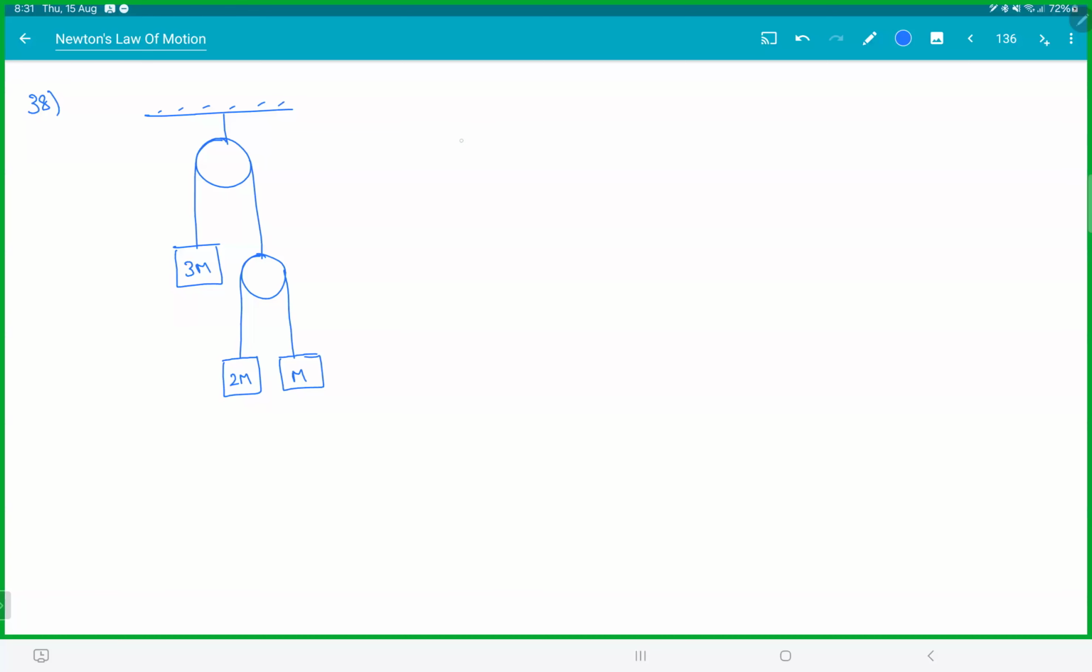Find acceleration of the blocks. Let's do one thing. Find acceleration of 3M block. We'll get the rest. Find the acceleration of the blocks. Excellent. Remember, the process is the same. Try. I'll give 2, 3 minutes.